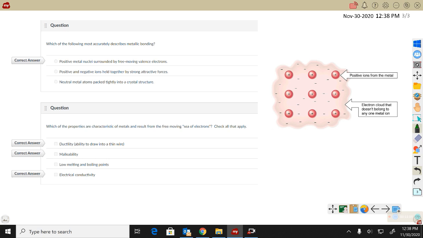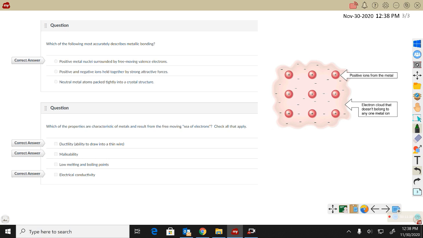Positive and negative ions held together by strong attractive forces, and that makes me think ionic. Neutral atoms packed in a crystal structure? Well, they're not neutral. They do lose electrons to form a positive charge, and I don't know if I'd call it a crystal structure. Crystalline usually means a very organized, rigid crystal pattern.